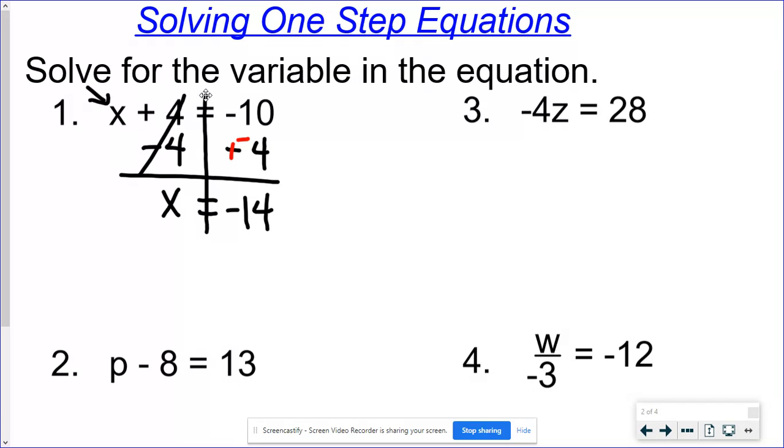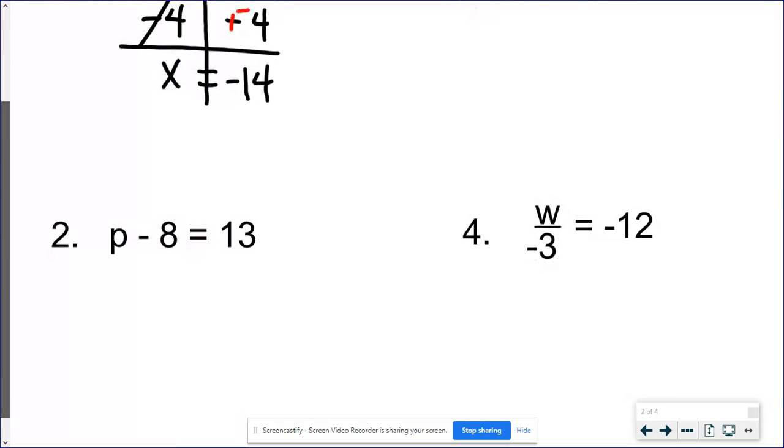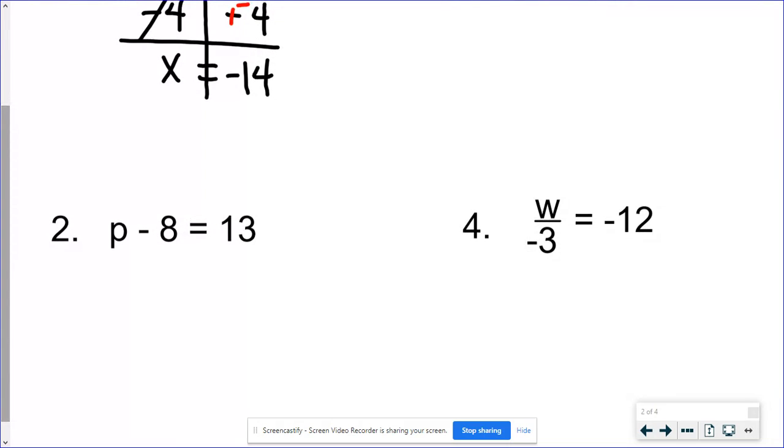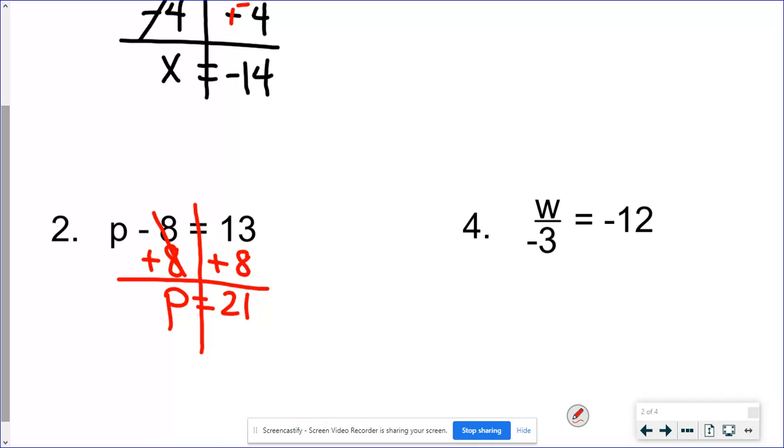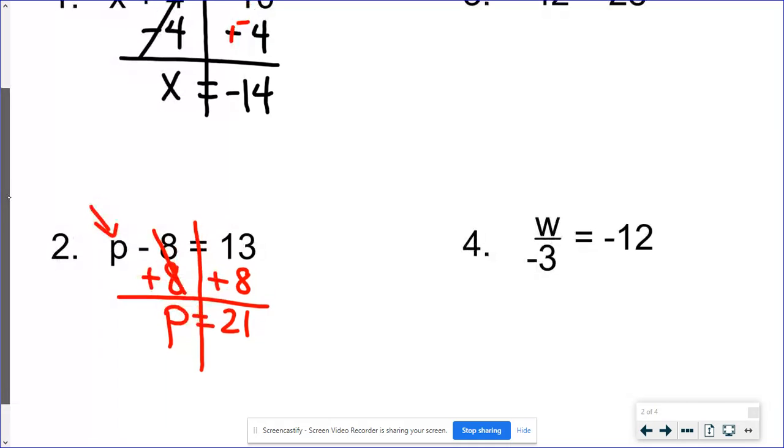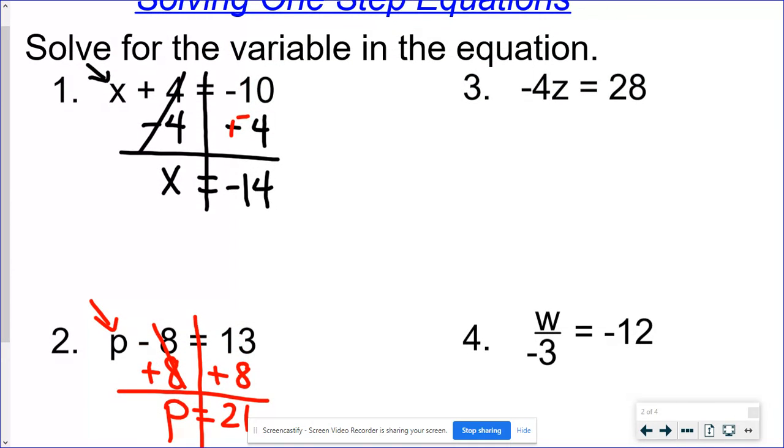Number 2 below it starts with subtraction. So to get rid of subtraction, we would use addition. Some people want to change this automatically to a keep, change, which you certainly can do. I personally would rather leave that as just p minus 8, because then the inverse of subtraction, the opposite, would be addition. So I'm going to get that p equals 21. And if I would substitute and put that 21 right there for that, I would have 21 minus 8. Yep, that's 13.